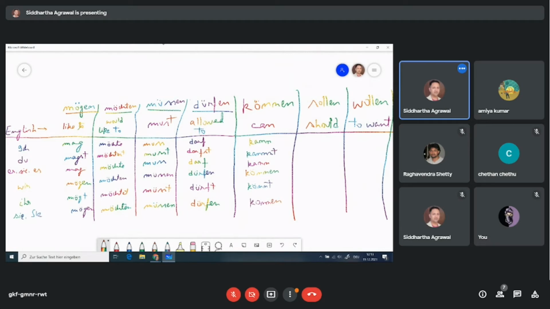All right. So remember this: ich kann, du kannst, er/sie/es kann, wir können, ihr könnt, sie können. Sie können also has an umlaut. So let me give some practical examples. We are talking about können.